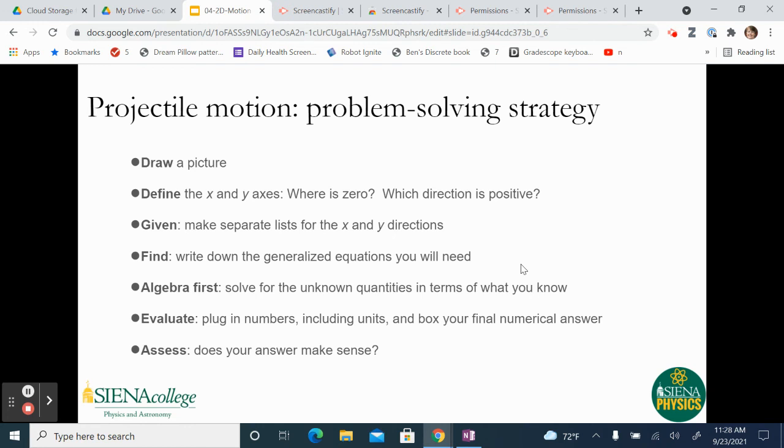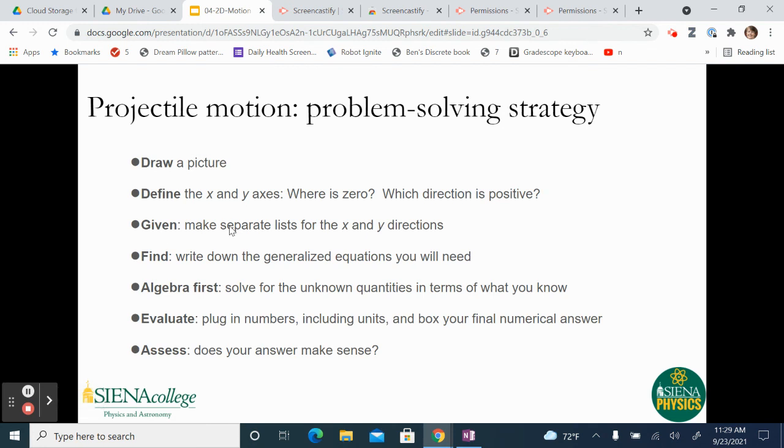Okay, so I think this is our last slide, but how do we go through the problem-solving strategy for projectile problems? This is good to think about when you're handing in your Gradescope homework. What are the pieces of the pictorial representation, the physical representation, the mathematical representation, and then assessment? So for the pictorial representation, you're going to need to draw a picture, define the x and y axes. It's very important to define where zero is, and then which direction is positive. So you want to put an arrow that shows which direction is positive, and you want to define x and y. x is almost always horizontal, and y is vertical. So positive x to the right, and positive y up.